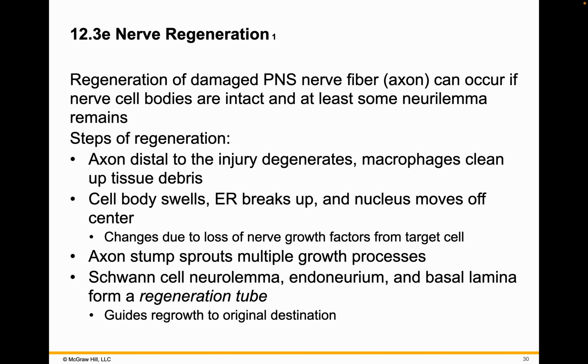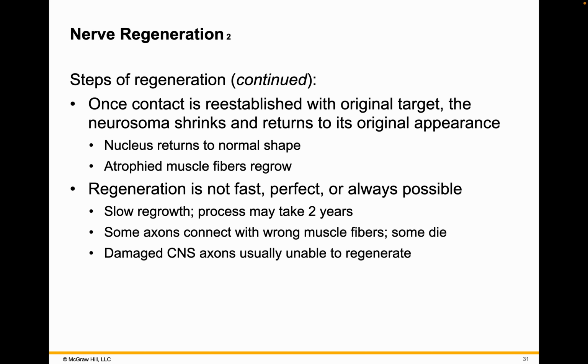The axon stump will sprout with multiple growth processes. Then Schwann cells, neurolemma, endoneurium, and basal lamina will form a regeneration tube, and that tube will guide the regrowth of the axon to its original destination. Once contact is reestablished with the original target, the neurosoma cell body will shrink and return to its original appearance. The nucleus returns to its normal shape. The atrophied muscle fibers begin to regrow.